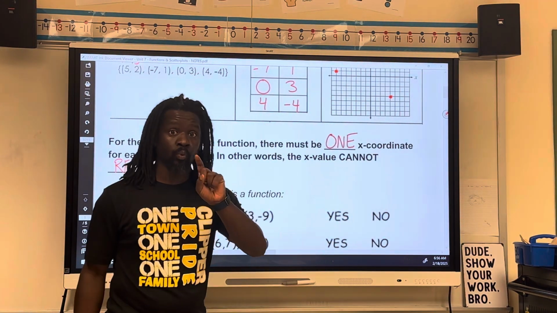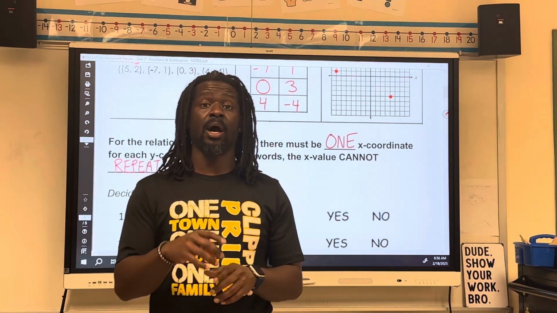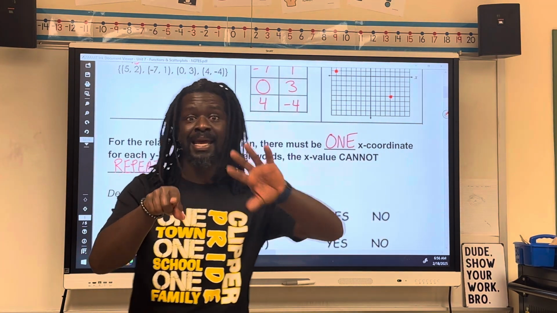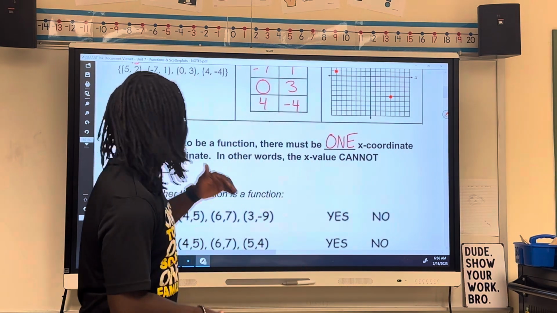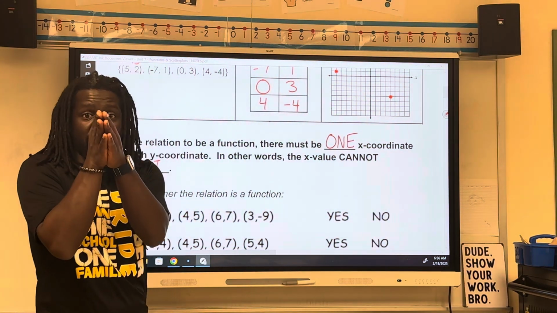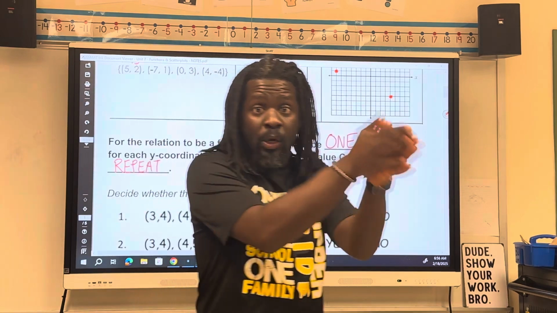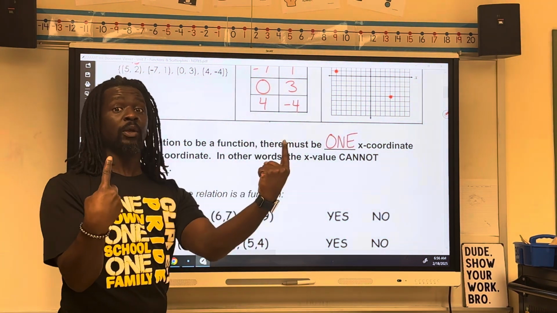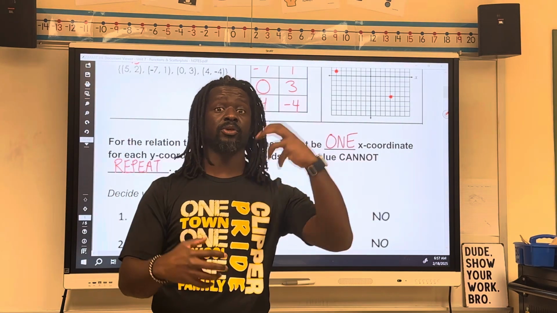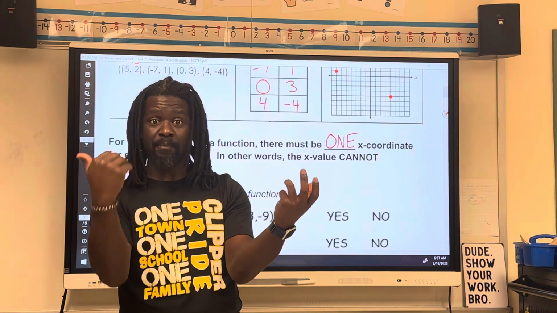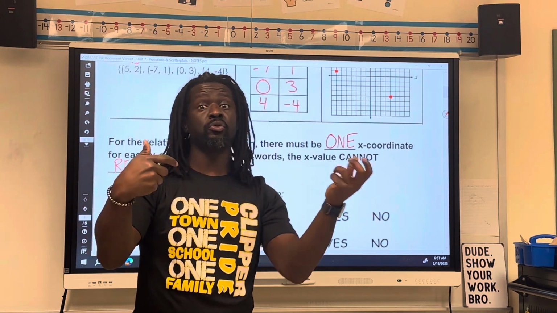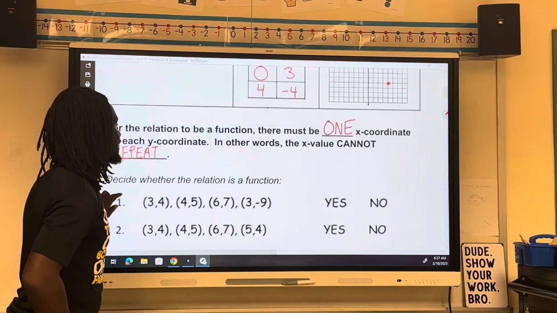When I press a button to get a snack, I should only get one snack. I shouldn't press the same button and get a different snack, okay? In other words, for every one button, there's one snack. Well, for every one x, there's one y, okay? For every one x, there's one y. The x's cannot be repeated. I can't put in one x value and get two different y values, all right?